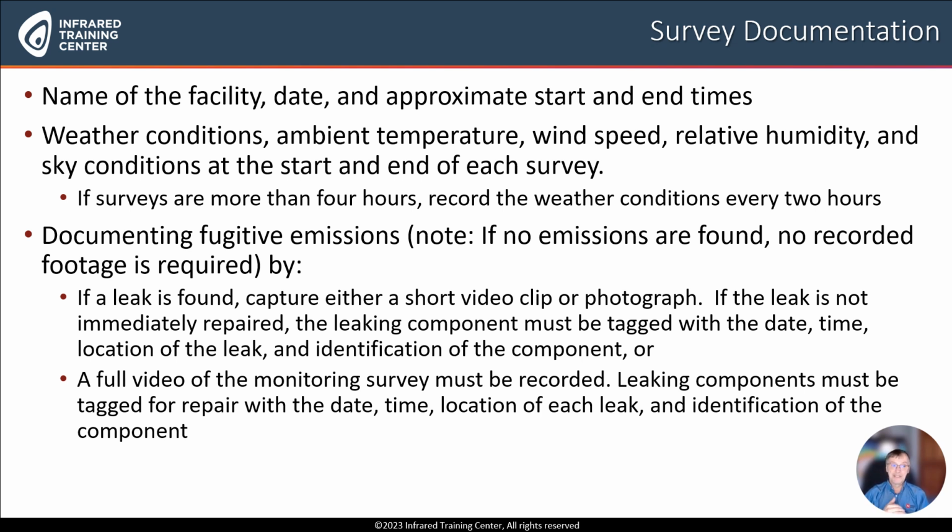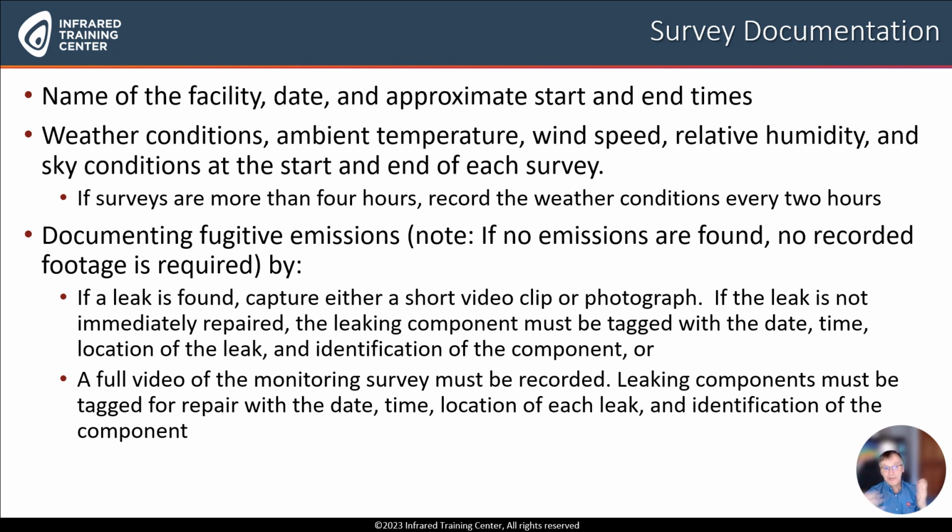However, if a leak is found, capture either a short video clip or a photograph. And if the leak is not immediately repaired, it has to be tagged with a date, time, location of leak, and identification of the component, or a full video of the monitoring survey must be recorded. So some folks opt to turn the camera on when they get into a site, and they don't shut it off until they're done imaging that section or imaging an individual component like a large compressor.